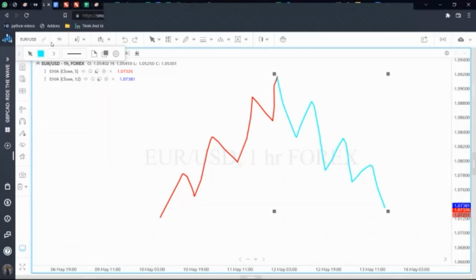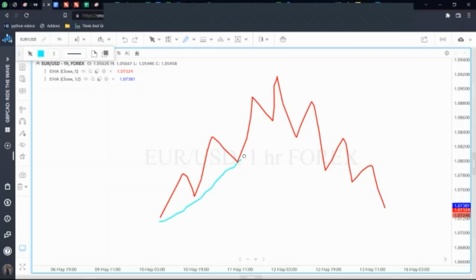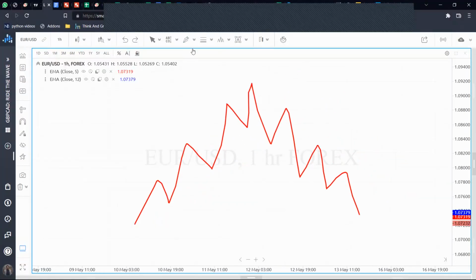Either way, what you find is that when price is moving in an uptrend, the moving average tends to stay below price. This color is going to represent our 5-period moving average. In an uptrend, you will find that it tends to stay below price. Didn't draw that properly, but it tends to stay below price. And in a downtrend, it tends to stay above price.